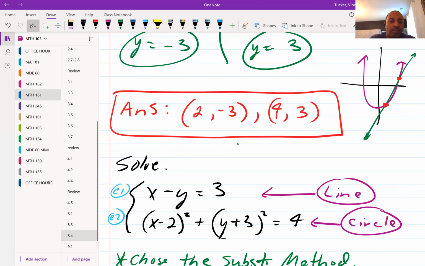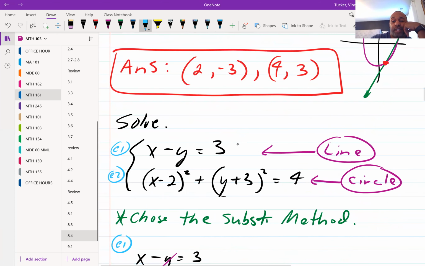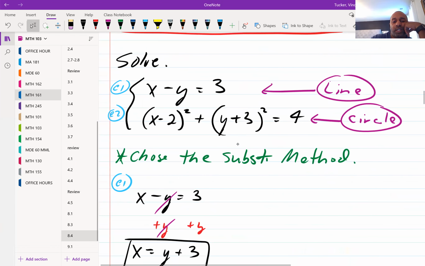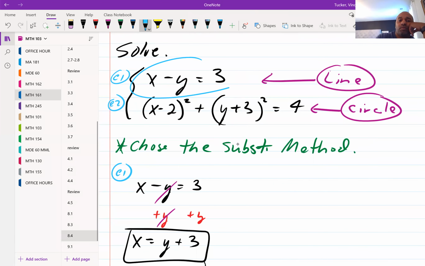Here we have x minus y equal to 3, and x minus 2 squared plus y plus 3 squared equal to 4. Over here in the purple, you see I pointed out the first equation is a line and the second one is a circle. I chose to use the substitution method again. So I took the first equation and solved it for x.